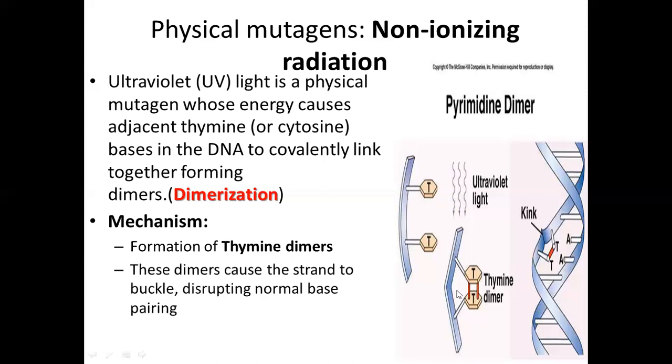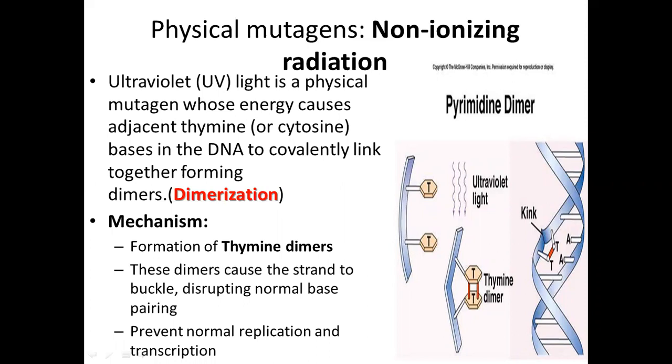Now, these dimers are going to cause the strand to buckle. When that strand buckles, this is going to disrupt the normal base pairing. Remember, adenine should pair with thymine. However, because of this formation of dimers, the normal base pairing is disrupted. This means there's a prevention of the normal process of replication and transcription. So these processes are disturbed due to this non-ionizing radiation of UV light.